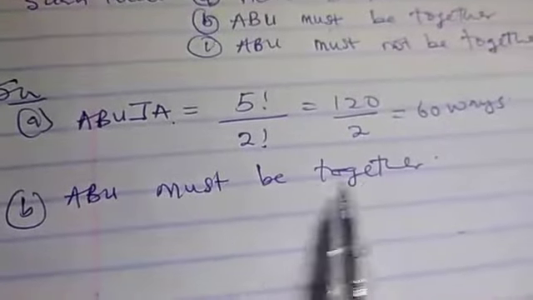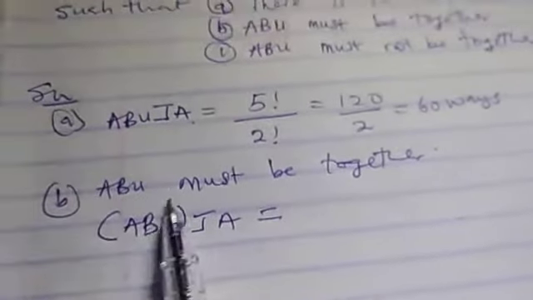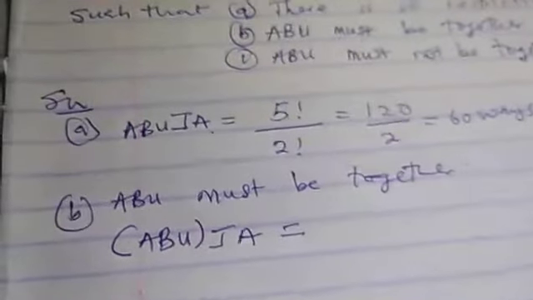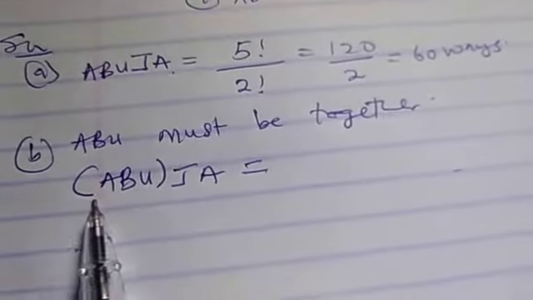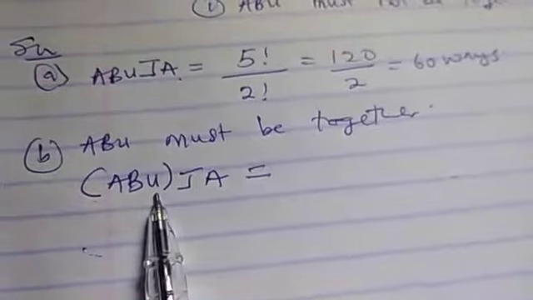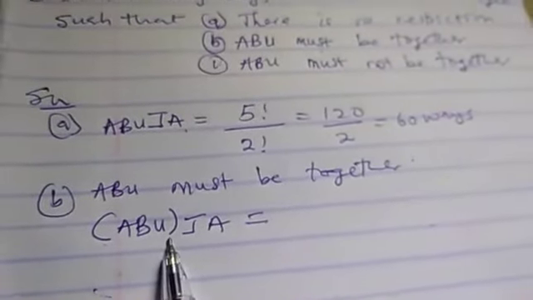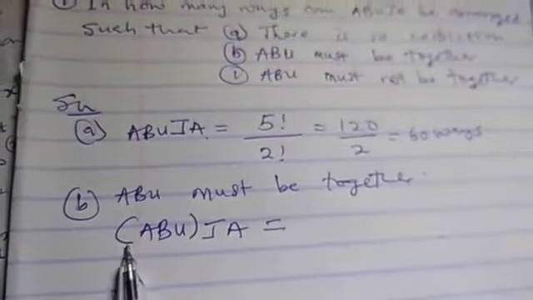Now ABU must be together. If ABU must be together, this is how we normally do it. We write ABU and we bracket it like this so that they must be together. Now this ABU, they'll become 1. We have 3 letters there already, but you make it to become 1. So the letters we now have will be, if you are counting it, the whole of this 1, 2, 3, and nothing is repeated.